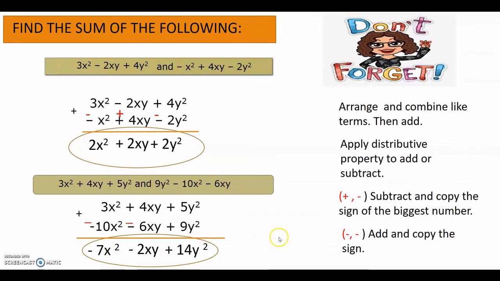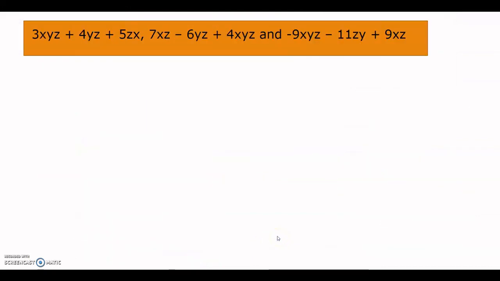Try another example. This time we will try to solve or to add multiple trinomials.